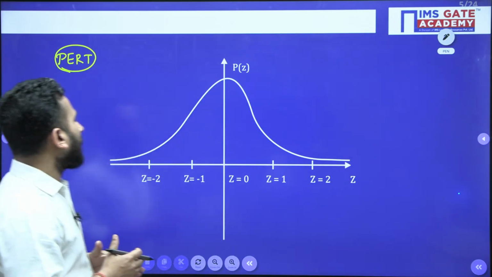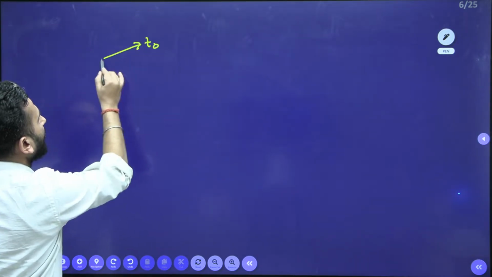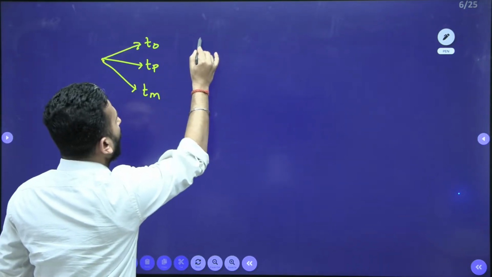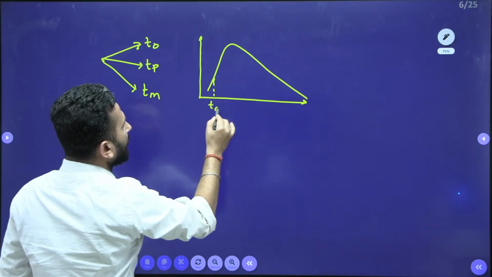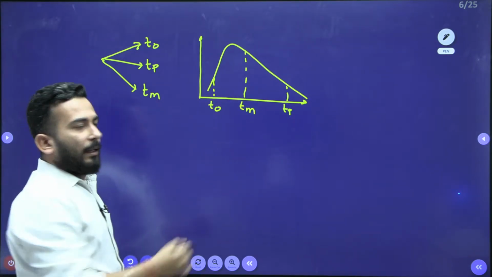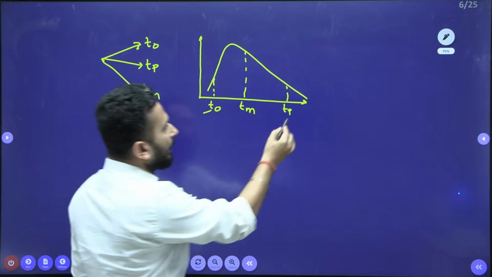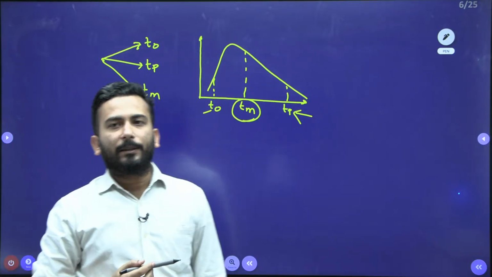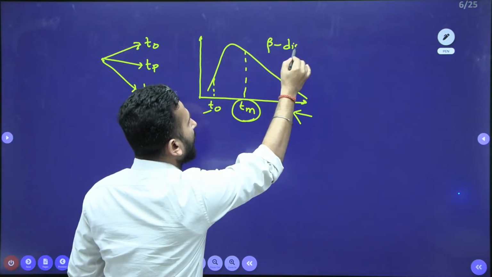What are the 3 time estimates, my dear friends? The 3 time estimates are optimistic time, pessimistic time, and most likely time, and they follow beta distribution. It is T0, it is TP, and somewhere here it will be the most likely time. What is T0? Earliest you can complete the activity, that is T0. Latest you can complete the activity, that is TP, and the average time in which you can complete the activity is the most likely time. They are beta distributed.